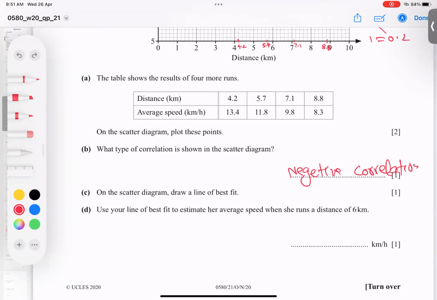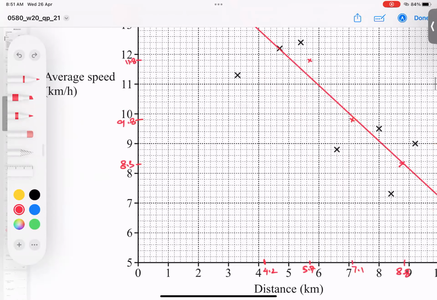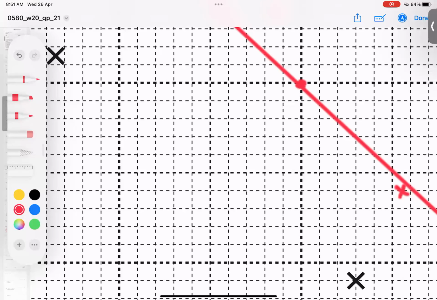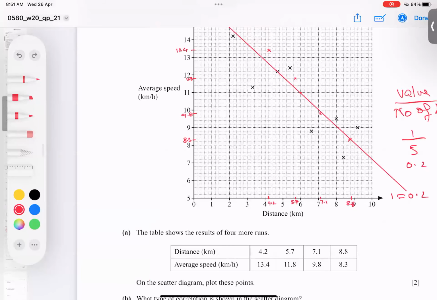Now, he's asking to use your best fit line to estimate her average speed when she runs a distance of 6 kilometers. So 6 kilometers is here, and I'm looking for the average speed. The technique is very simple. I will go from 6 up to where it meets the line, and check the answer. Approximately this is 11. So against 6, I'm getting 11. So the answer is 11 kilometers per hour.